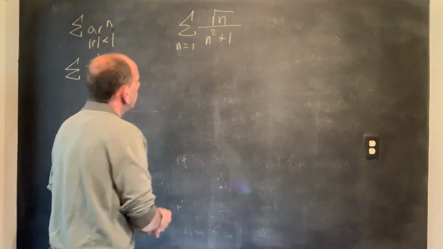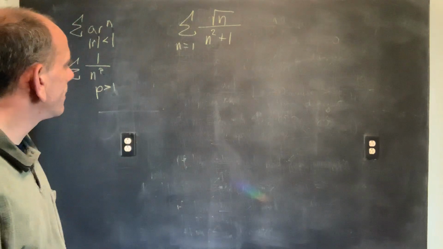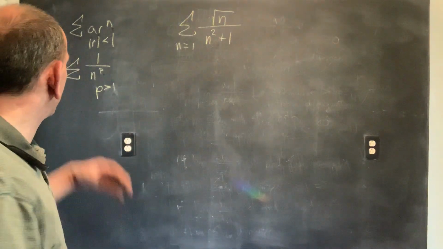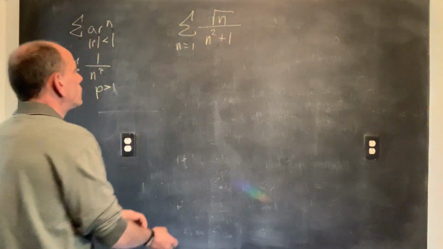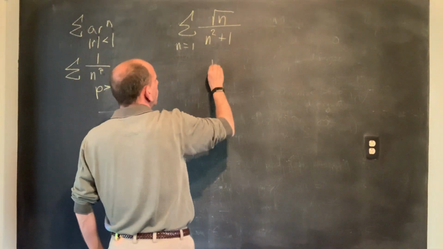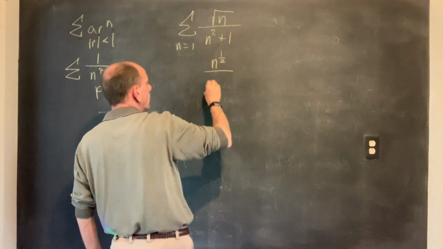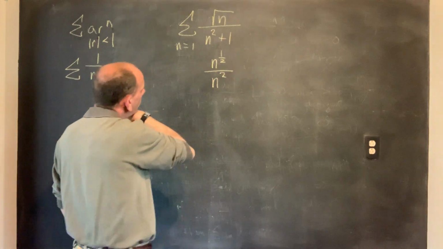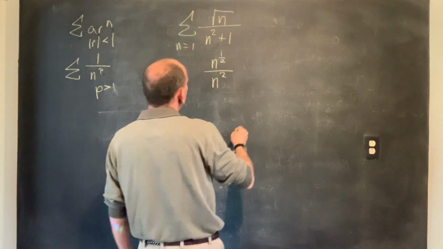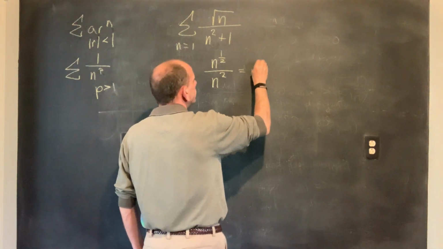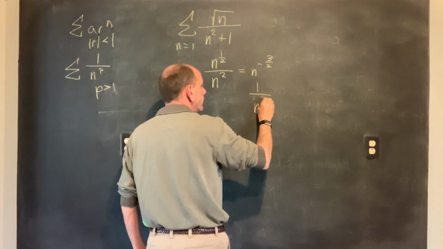Okay, I look at this and I go, well, it's not a geometric series. It's not a p-series. It's not anything that I can just fit to my form over here. So I'm just going to look and say, this is n to the 1/2. I'm concerned about the degrees, right, in the long run. So that's n to the 1/2 and n squared. 1/2 minus 2, this is n to the negative 3/2. 1 over n to the 3/2.